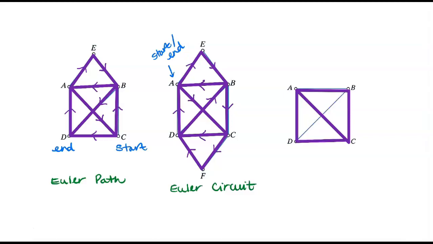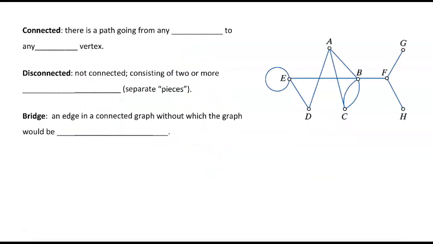But either way, we're stuck and we can't finish. With this graph, we have neither an Euler path nor an Euler circuit. We can also categorize graphs as connected or disconnected. A graph is connected if there is a path going from any vertex to any other vertex. Otherwise, it's disconnected. When a graph is disconnected, it consists of two or more components.